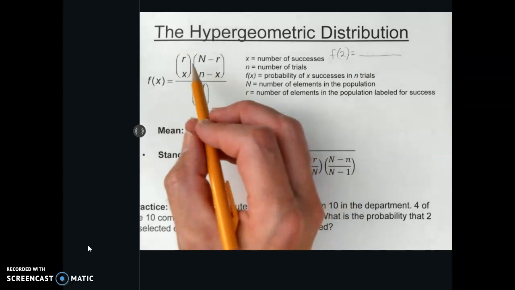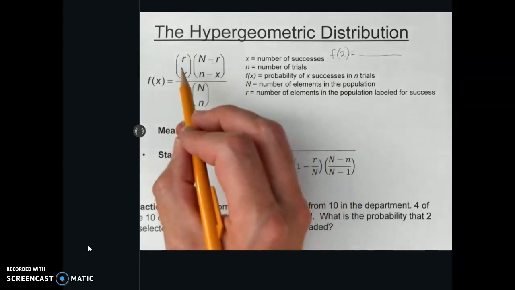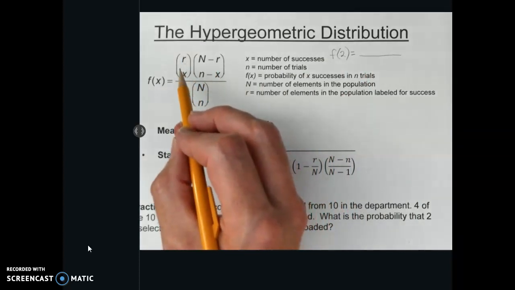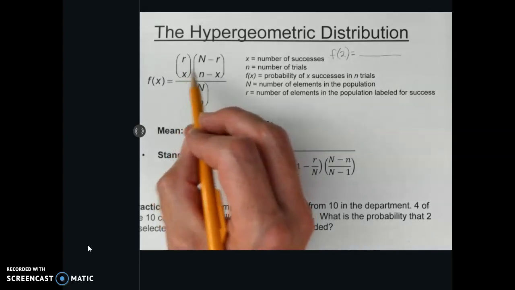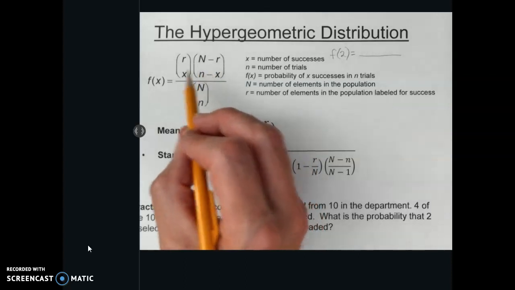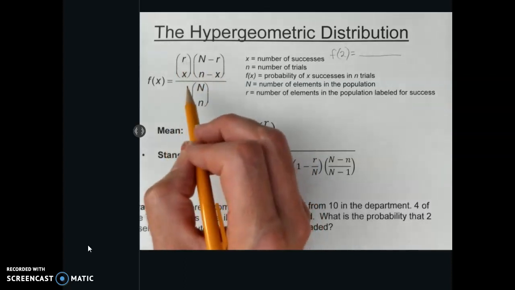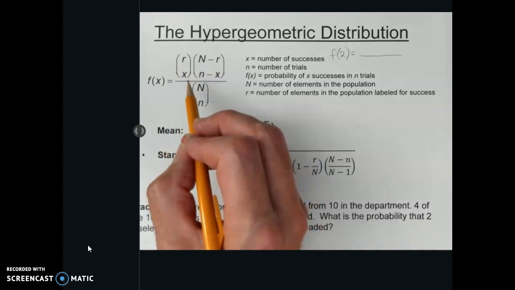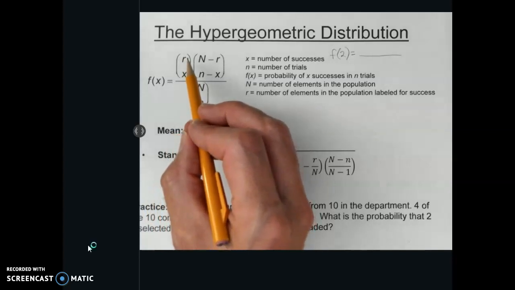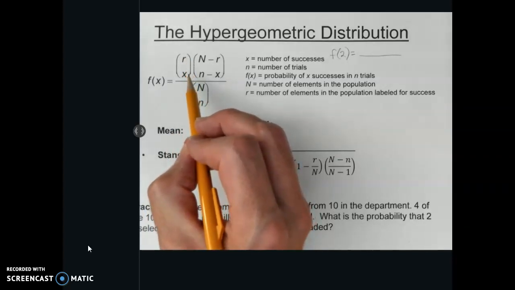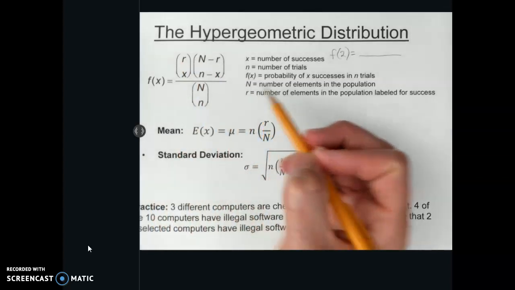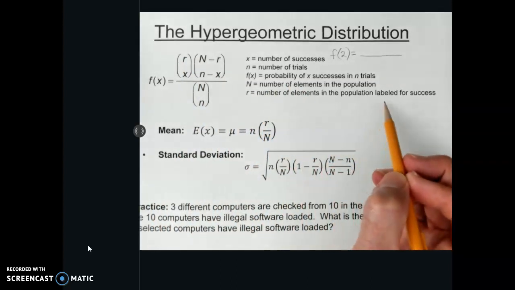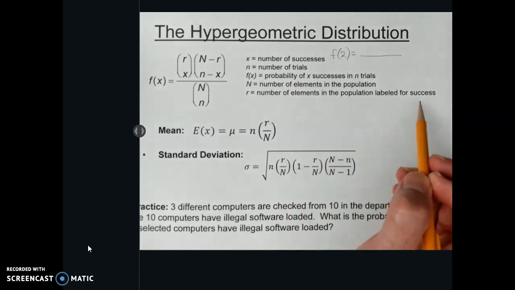now this terminology is not fractions. If these were fractions, you would have a line between r and x, between the numerator and the denominator. These are actually the denotation for combinations. So this means r elements taken x at a time, so on and so forth. Well, what is R? R is the number of elements in the population labeled for success.